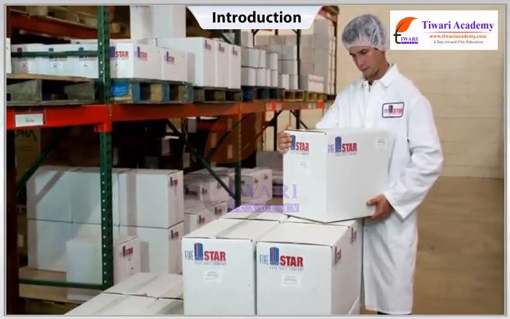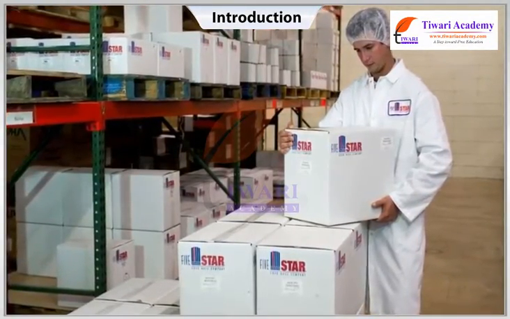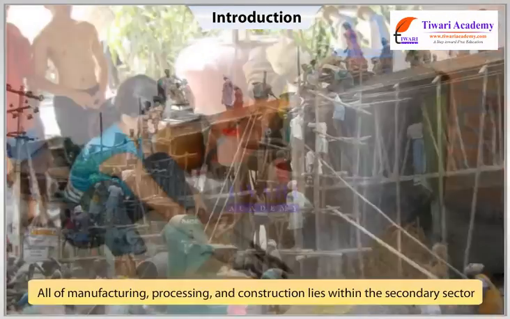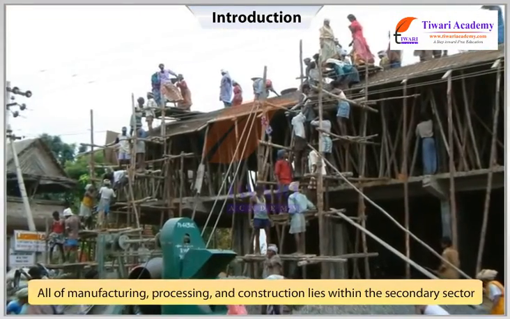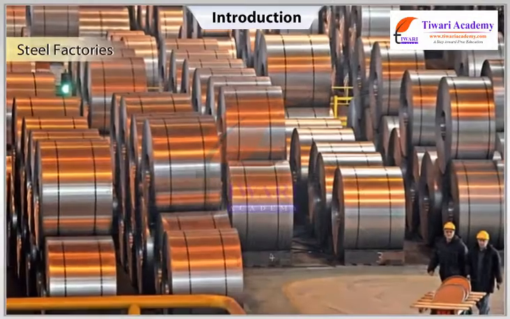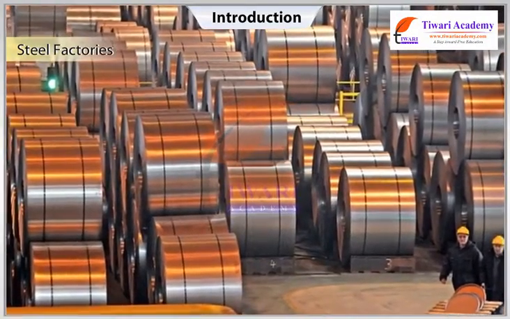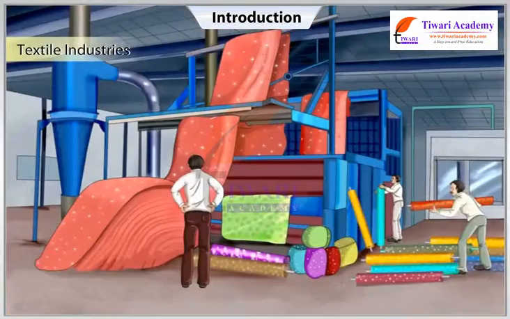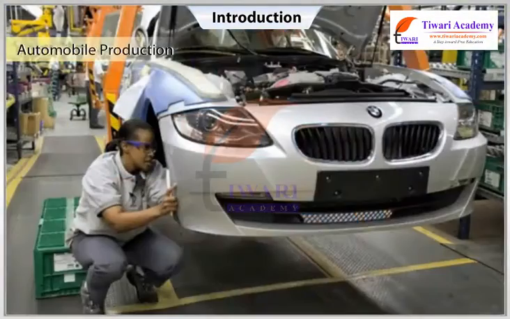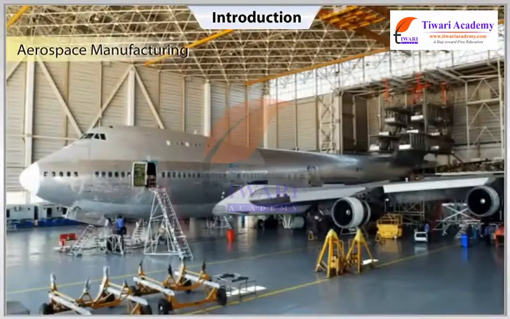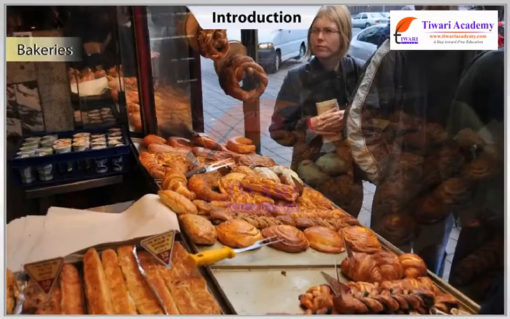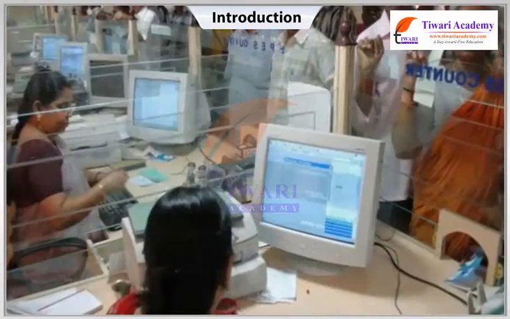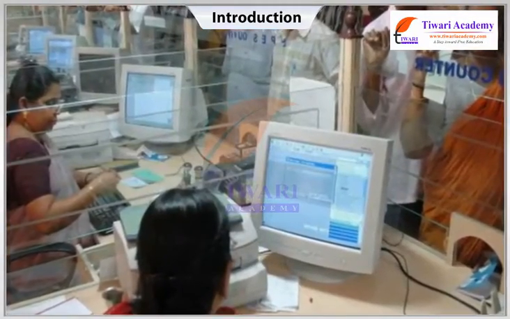The secondary sector of the economy manufactures finished goods. All the manufacturing, processing, and concentration lies within the secondary sector. The workers employed in steel factories, car factories, breweries, textile industries, automobile production, aerospace manufacturing, shipbuilding, bakeries, etc. fall into this category. Some people are employed in providing services.